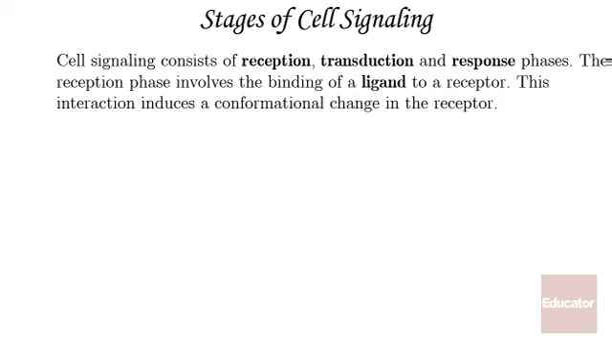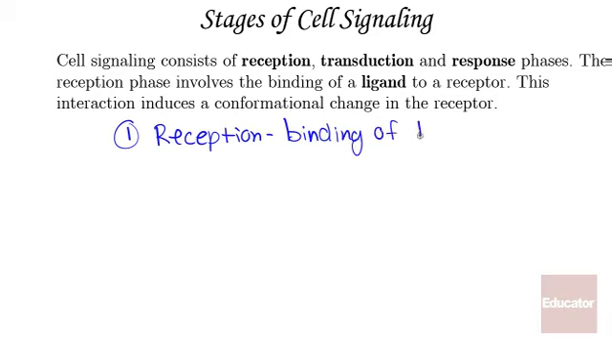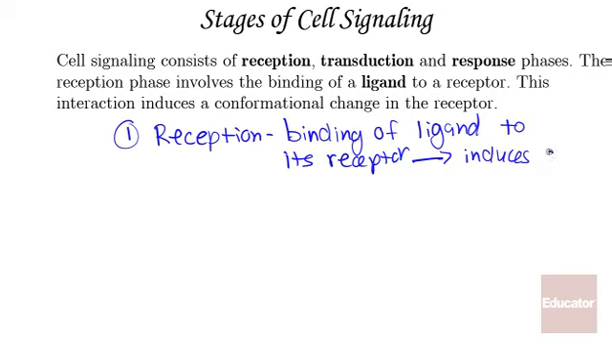We break cell signaling into 3 stages. The first stage is reception, the second is transduction, and the third is the response phase. And we're going to go into detail about each of these. So first, the reception phase. The reception phase is binding of a ligand to its receptor. This binding induces a conformational change in the receptor. Okay, so that induces a conformational change, a change in the shape of the receptor protein.